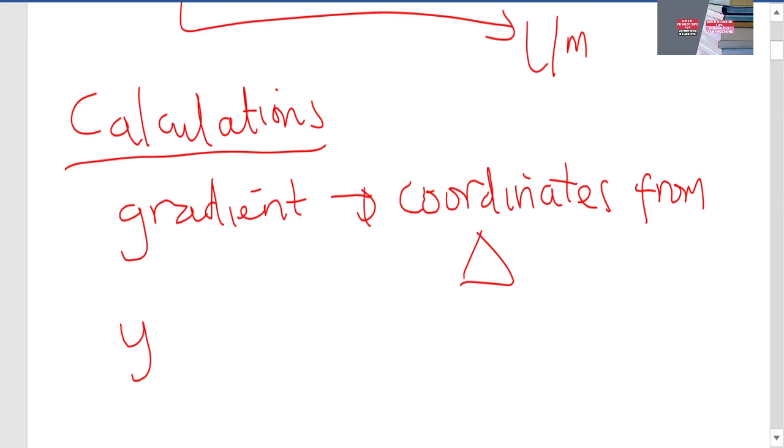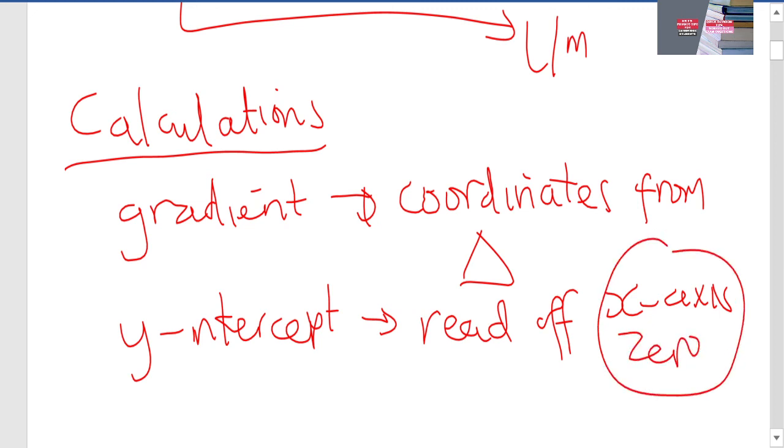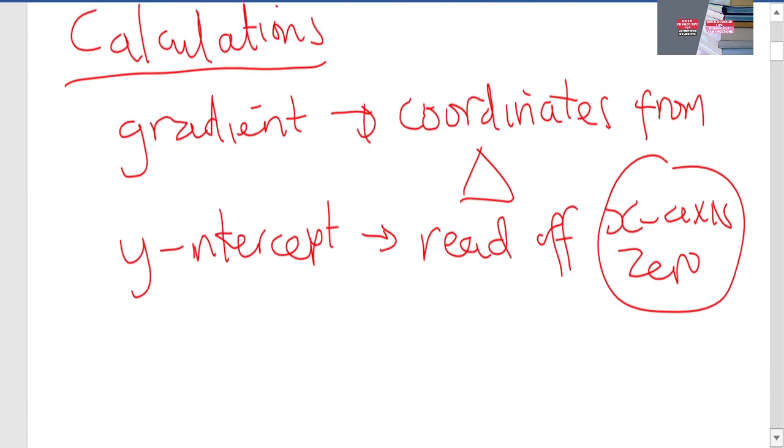Then the y-intercept. Now, in the y-intercept, you can either read, that is, if your x-axis is starting from 0. Now, if it's not starting from 0, you cannot read, obviously, from your y-axis because that will be a false origin. Now, what you do, you need to calculate your intercept in that case.